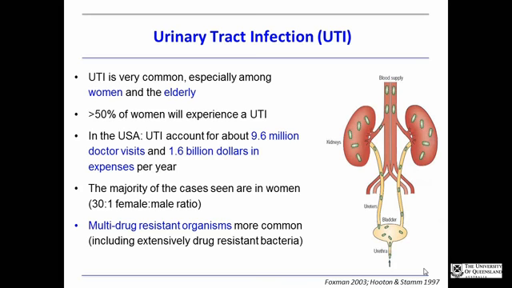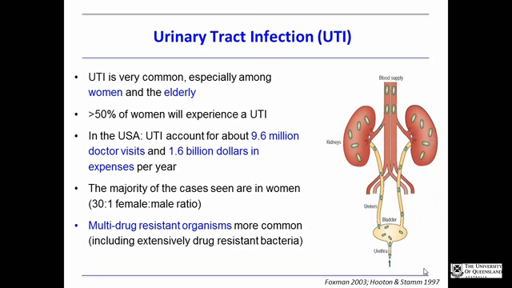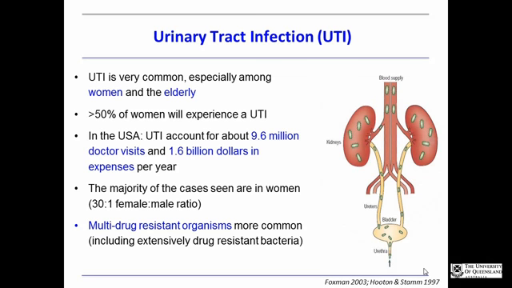These are essentially ascending infections, so the bacteria originate from the colon, then colonize the urethra and the bladder. They can make their way up the ureters to the kidney, and in some cases they can also transgress into the bloodstream and cause urosepsis. So these are really significant infections with regard to human health and healthcare facilities. They account for around 10 million doctor visits and around $1.5 billion in expenses every year in the US.